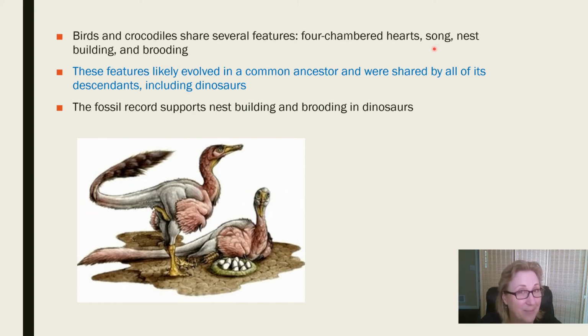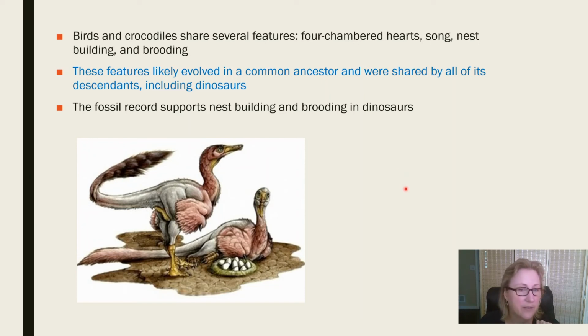You might not know that, but crocodile babies make sounds that call their parents, and parents make sounds to call the babies. And birds do that as well. So that probably means that dinosaurs did that too, because if that's a trait of the entire group, probably most members of that group shared that trait.